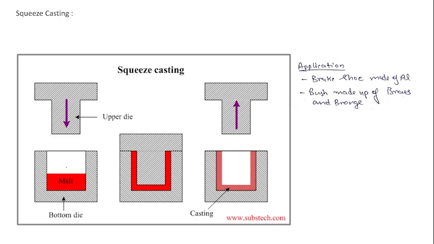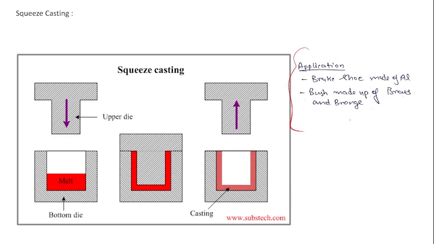What will be going on here? Molten metal will be there. Then some upper die will be there. You have to design your die, whatever shape you want for your casting. Then you will press the die. Your metal will be squeezed up in the gap between your upper die and bottom die, and then you'll remove your upper die, cool it down, and you can remove your casting.